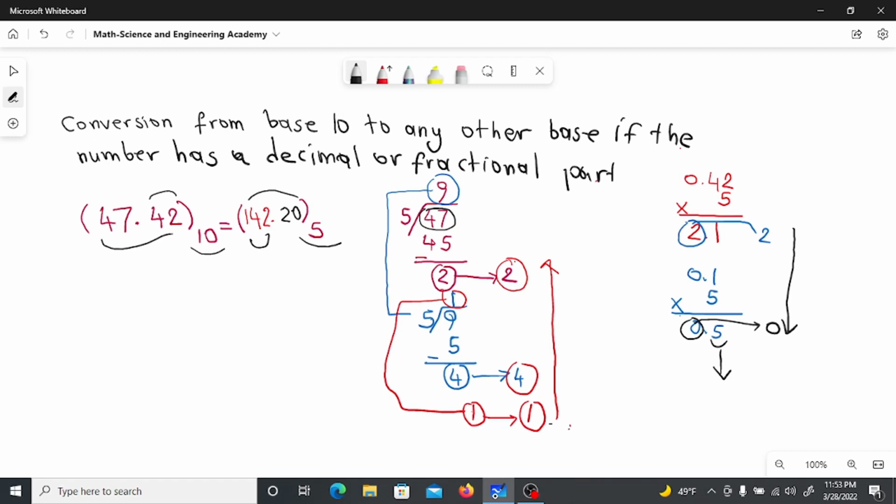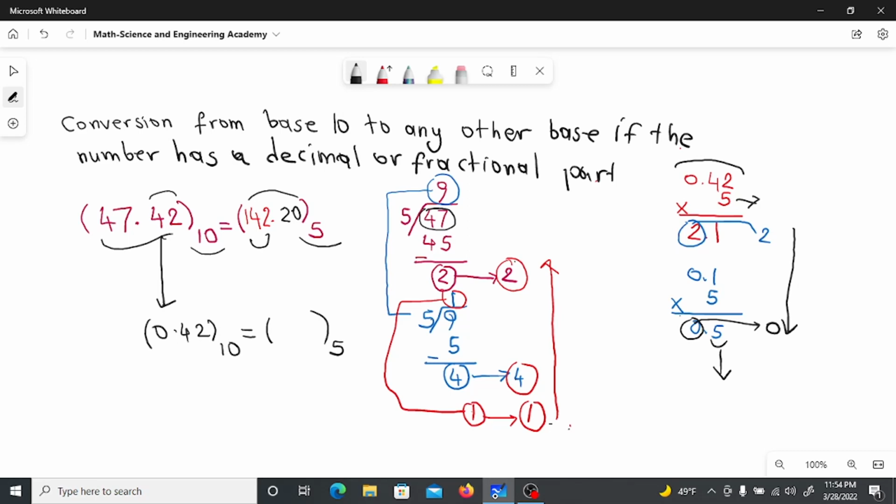So how can we convert 0.42 in base 10 to base 5? This is the second part of the question. It is not difficult. We are taking the decimal places, 0.42. Which base do you want to go to? We want to go to base 5.